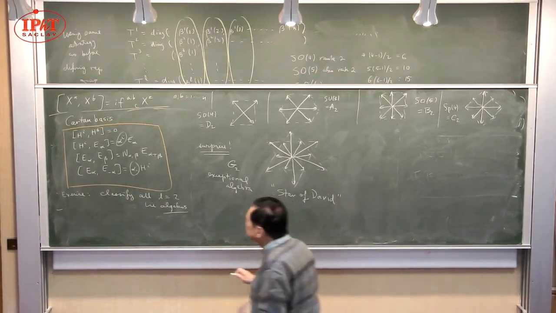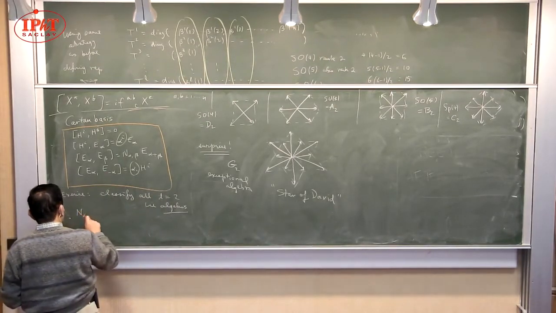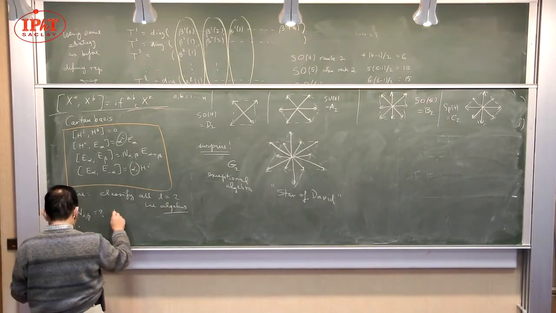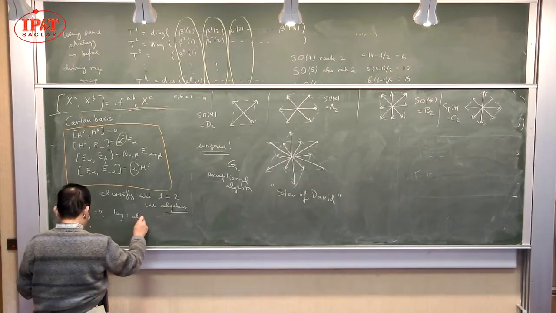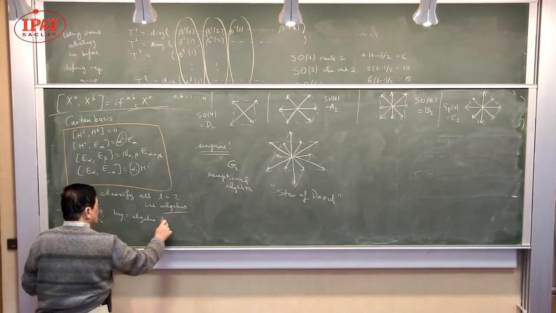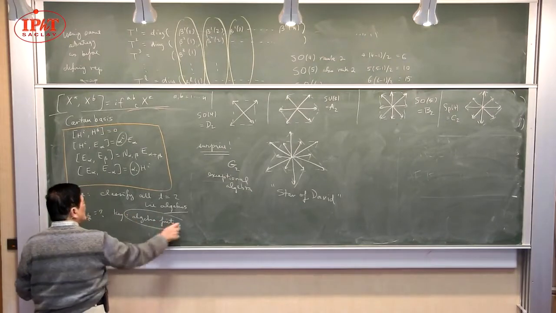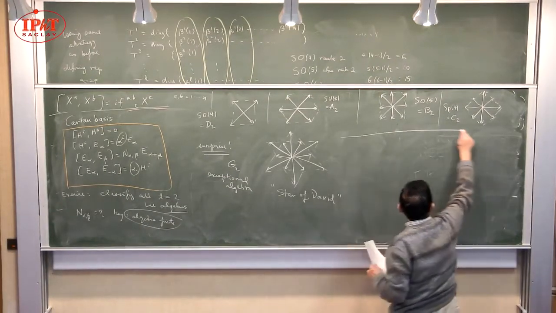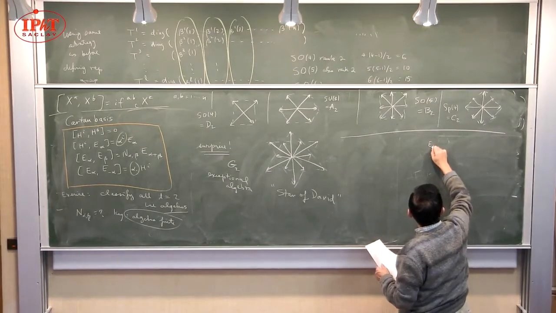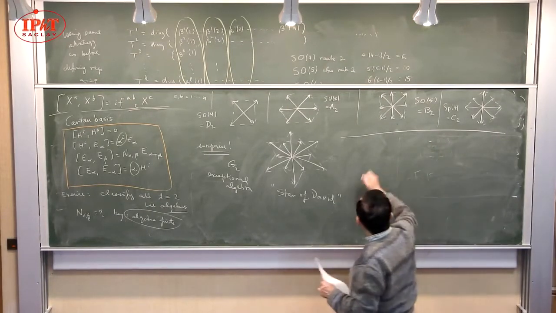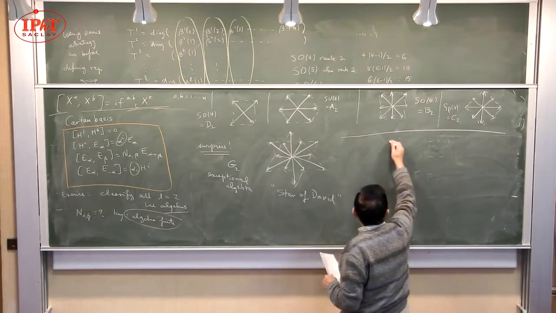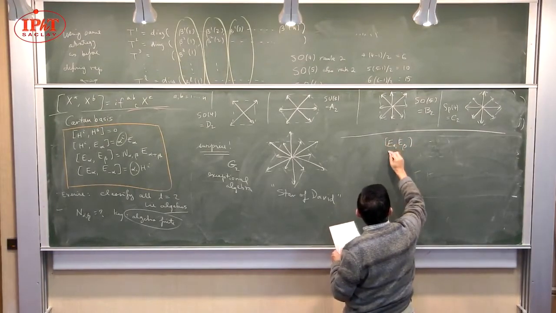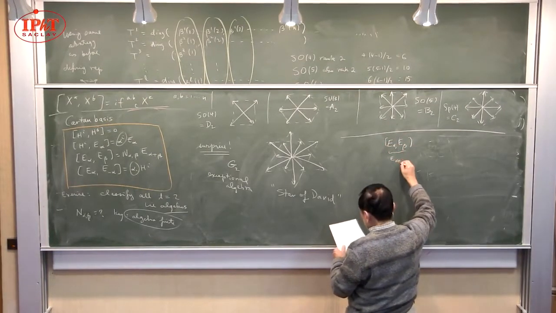So the key is that the algebra is finite. So there are a finite number of roots. If we keep on commuting, we have to get 0 eventually. So the strategy would be to commute E alpha with E beta. That gives us E alpha plus beta.